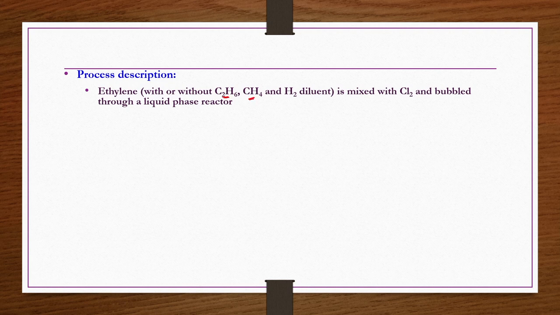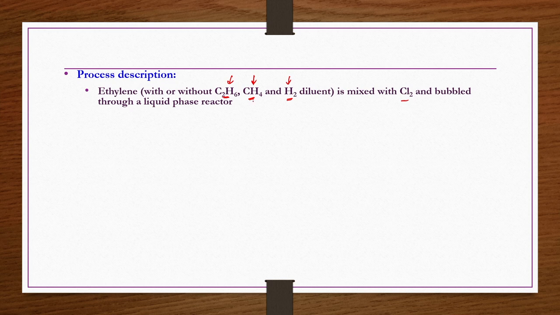Process description: ethylene with or without ethane, methane and H2 diluent is mixed with Cl2 and bubbled through a liquid phase reactor. So you can use them if required, otherwise you may not need to use them. Especially, the selection of these diluents should be done in such a way that they suppress the reaction temperature, or do not allow the reaction temperature to go beyond 45-50 degrees centigrade. For that purpose, if they are useful, then only you have to use them.